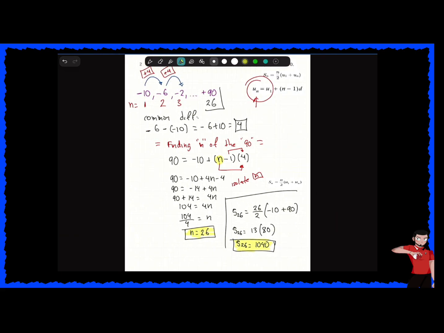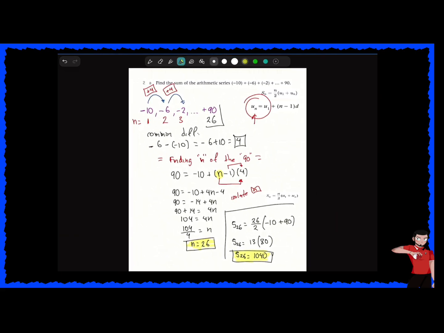So pay attention, because in this example, what we need to do first is to find the position of this 90. And that's it.